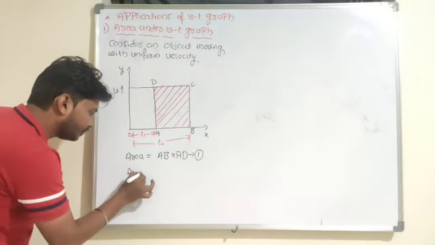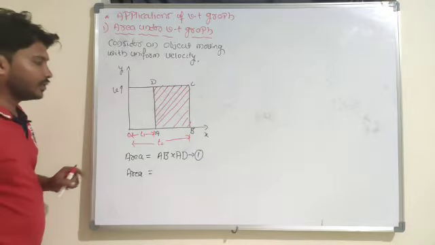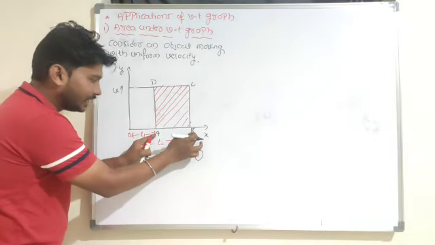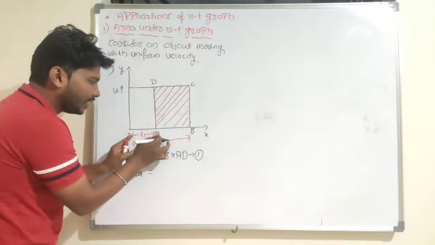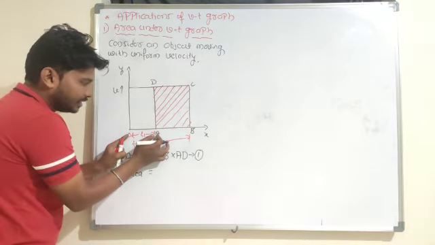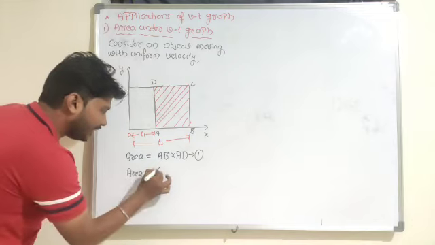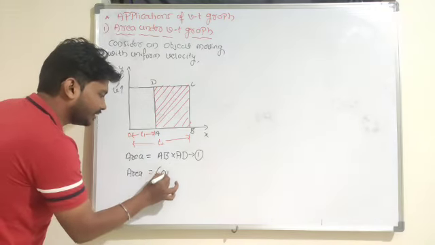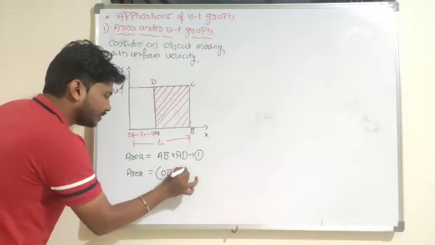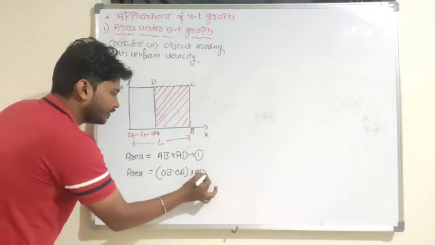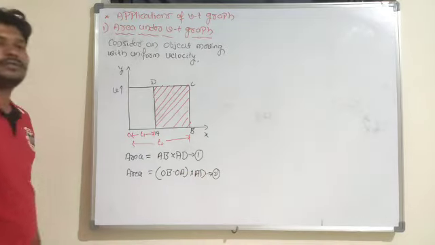Area is equal to AB, and I can take AB as OB minus OA. This is OB, this is OA. OB minus OA gives AB. So I can rewrite it as area equals OB minus OA into AD. Let it be equation 2.